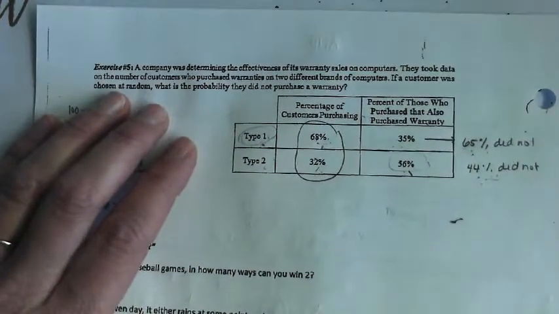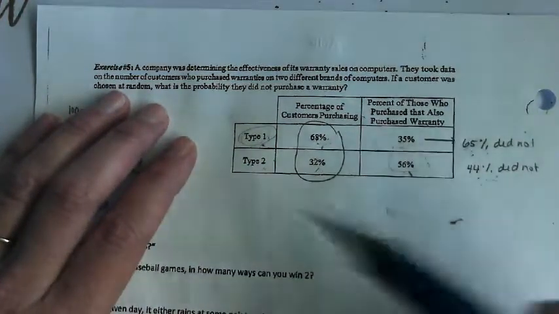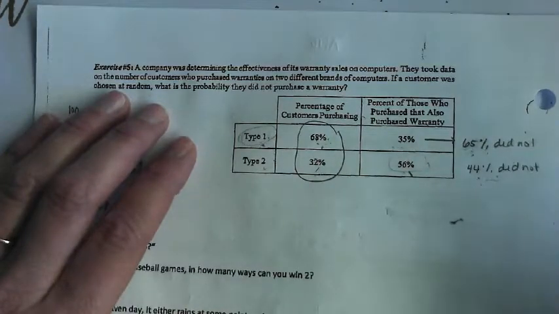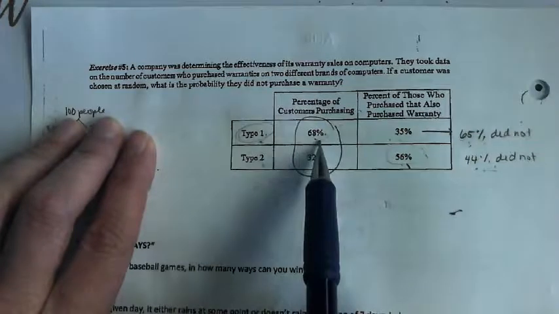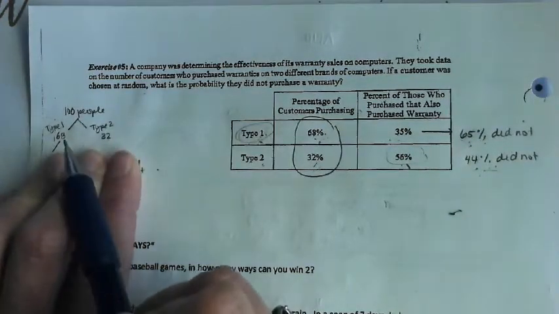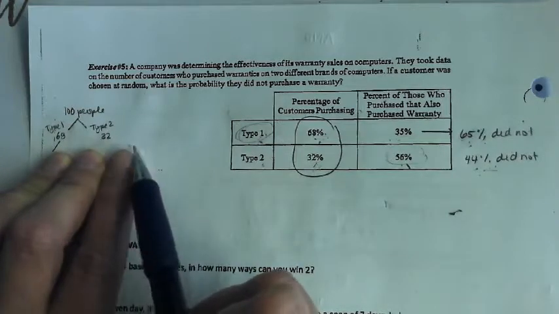What I did to kind of help wrap my head around it more concretely is, since this is all percentages, I just made up a number of people. So if there's 100 people, 68% of them bought type 1. So that's 68 people bought type 1, and 32 of them bought type 2.